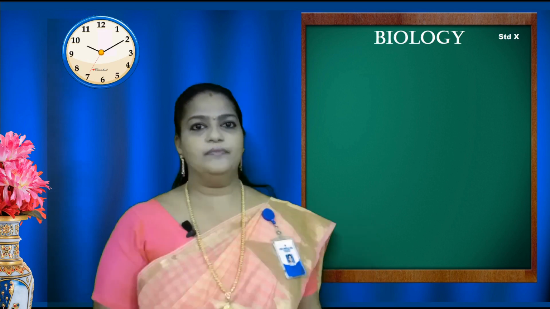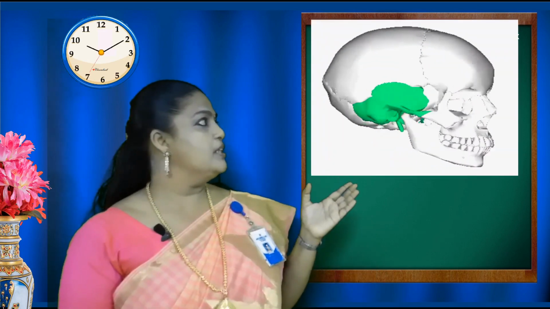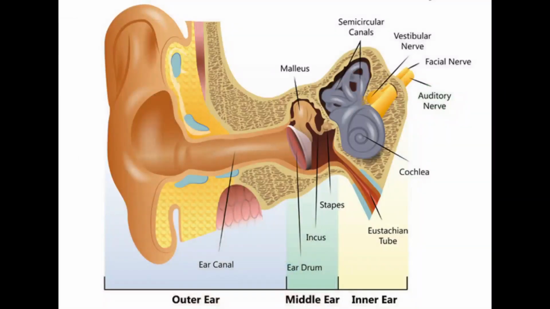In this biology session, we are going to discuss the physiology of the human ear. In the previous class, we had a detailed discussion about the structure of our ear, isn't it? Today, we are going to find out the most interesting features of the physiology of the human ear. This is a picture showing the location of the human ear.